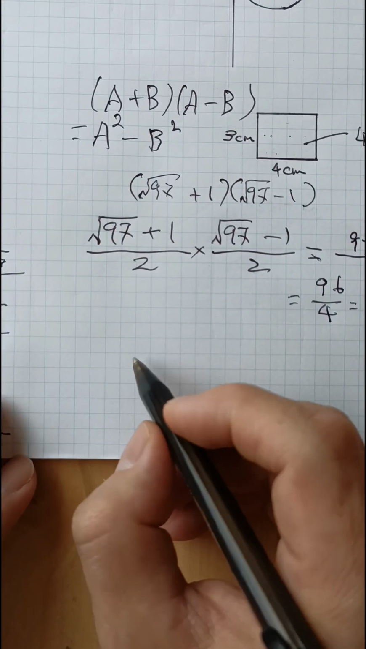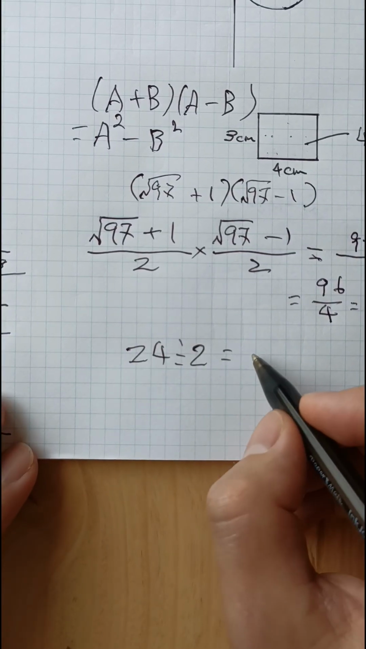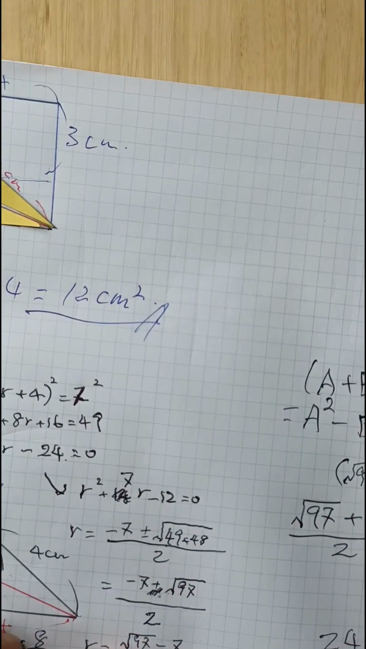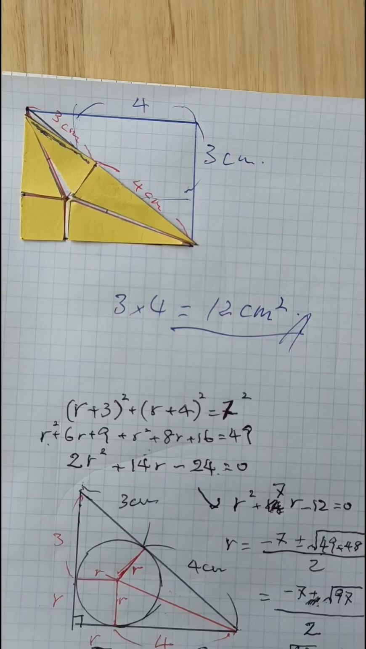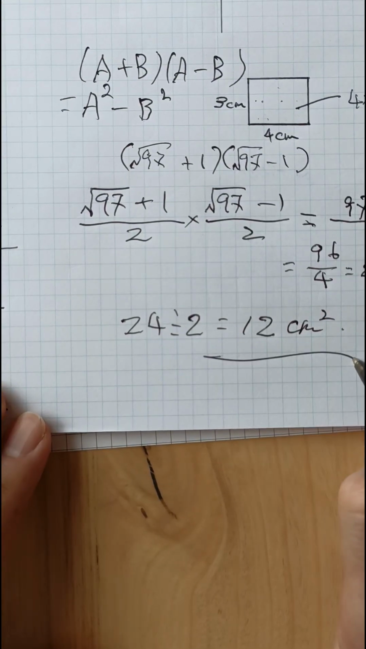And then you need to divide by 2. So 24 divided by 2 is 12. So the answer is 12 square centimeters, which is the same answer as the previous video. So 12 square centimeters is the answer. Done.